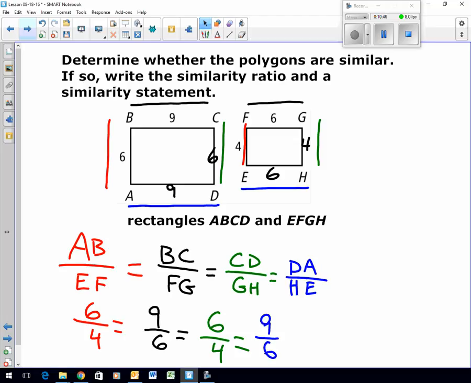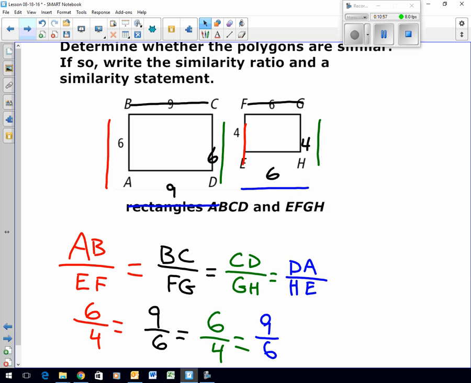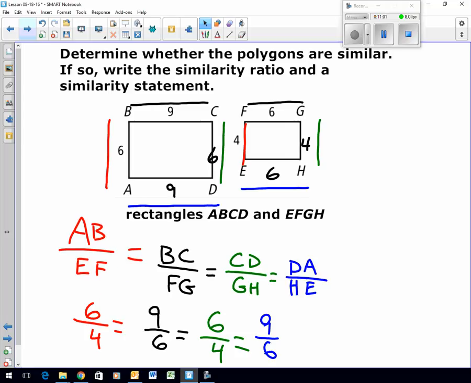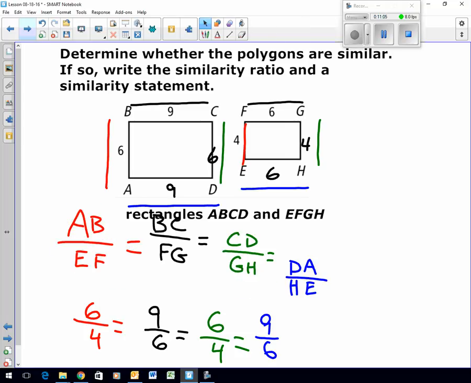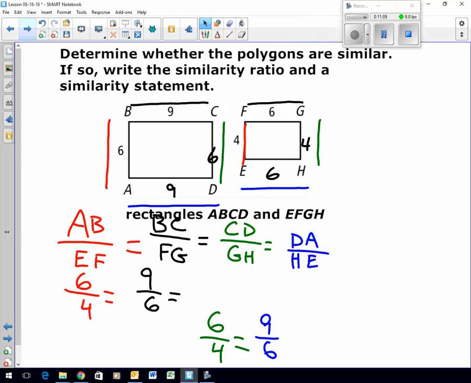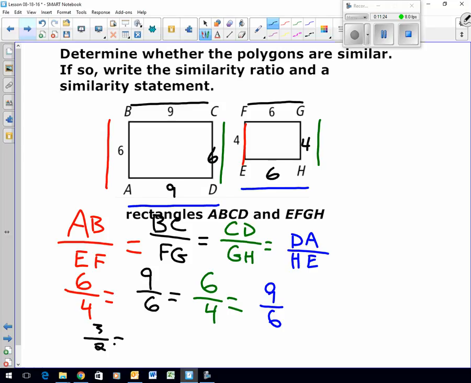Now, that looks funky down there, correct? Watch what happens here. That's what I do here to complete my statement. What is 6 over 4 in simplest form? We say 3 over 2. 3 over 2 is acceptable here. What is 9/6 in simplest form? What's 6 over 4 in simplest form? So in simplest form, I have what I call proportionality.